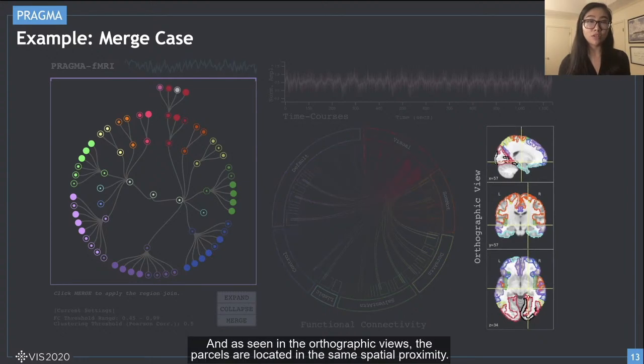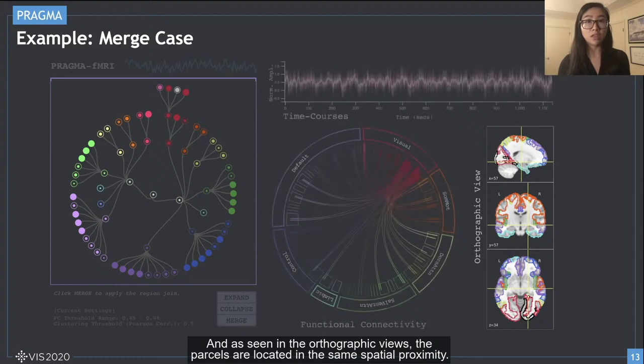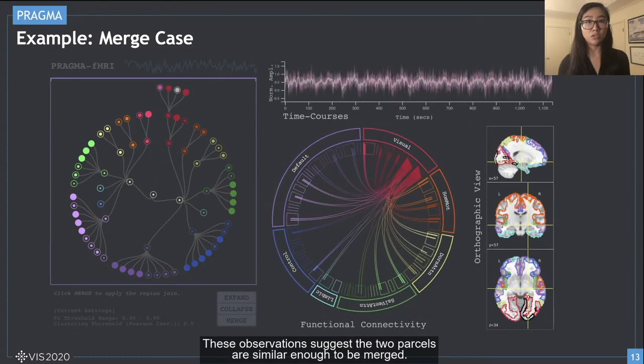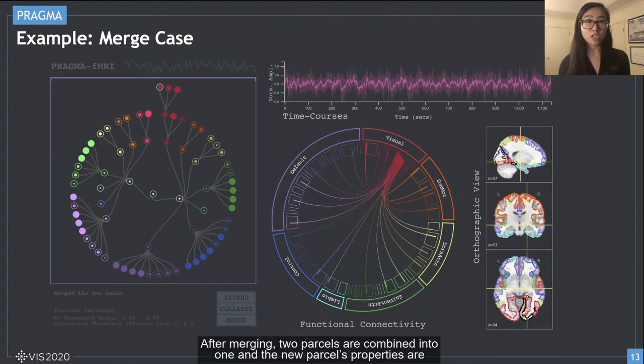Looking at their functional connectivity, we see that these 2 parcels have similar connectivity patterns. And as seen in the orthographic views, the parcels are located in the same spatial proximity. These observations suggest that the 2 parcels are similar enough to be merged. After merging, 2 parcels are combined into 1, and the new parcel's properties are recalculated, resulting in different homogeneity, time course, functional connectivity, and anatomical representation.